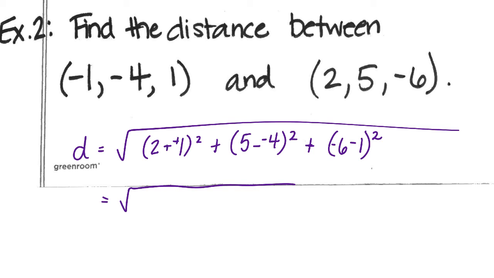So I know that this is 3 squared, 9. 9 squared, 81. And 7 squared, -7 squared, which is 49, which is going to give me the square root of 139. Distance formula. Very similar to what we do with linears.